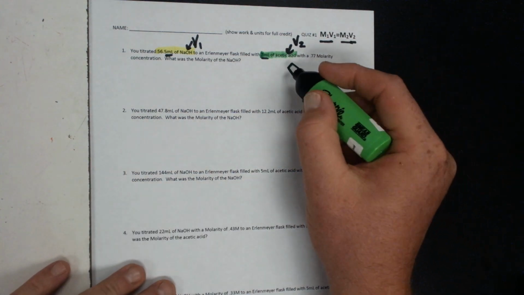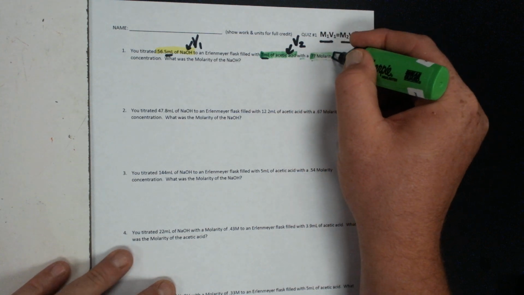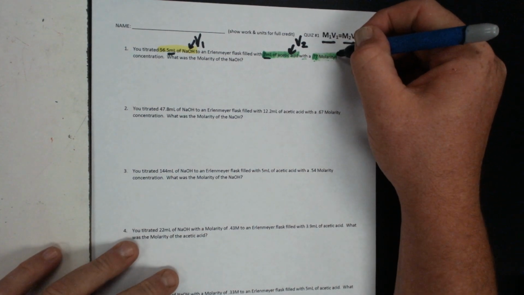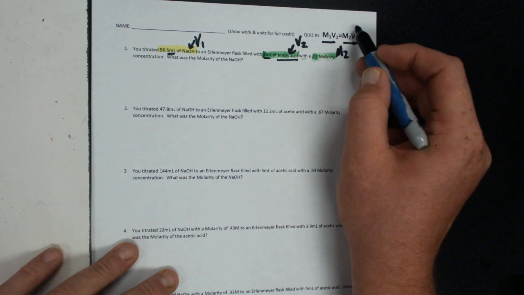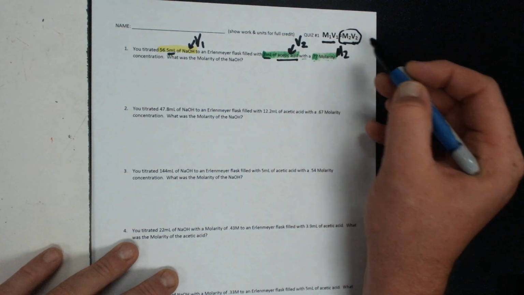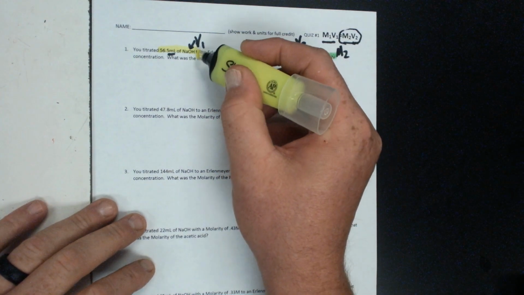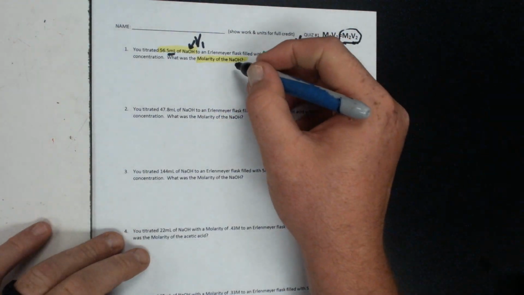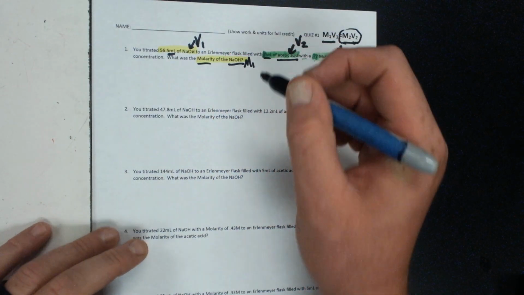Keep reading, it says acetic acid with this molarity. So this molarity is part of solution 2 as well. We're going to call this M2. So both of these are acetic acid. We're assigning them solution 2. Then down here at the bottom it says, what is the molarity of NaOH? Remember, NaOH, we said, was solution 1. This is the molarity. This is M1.